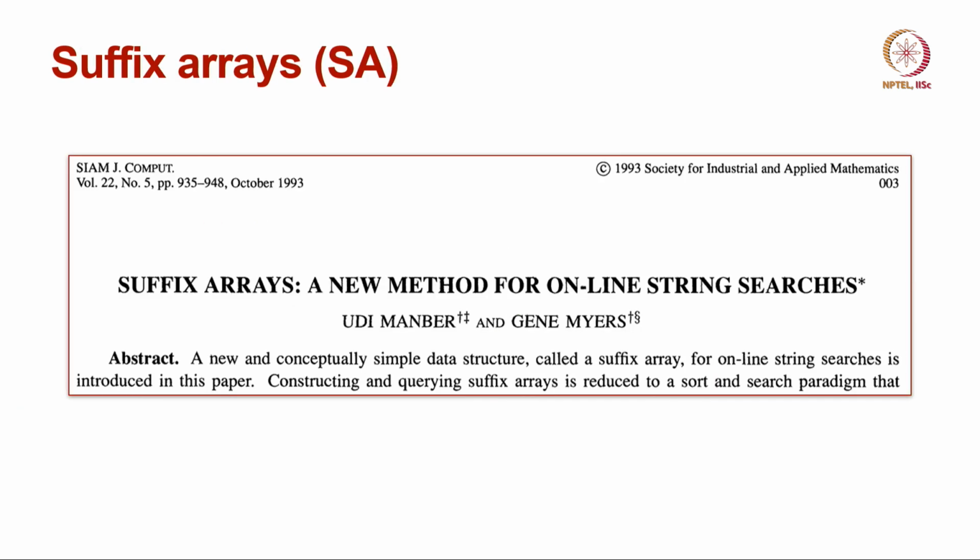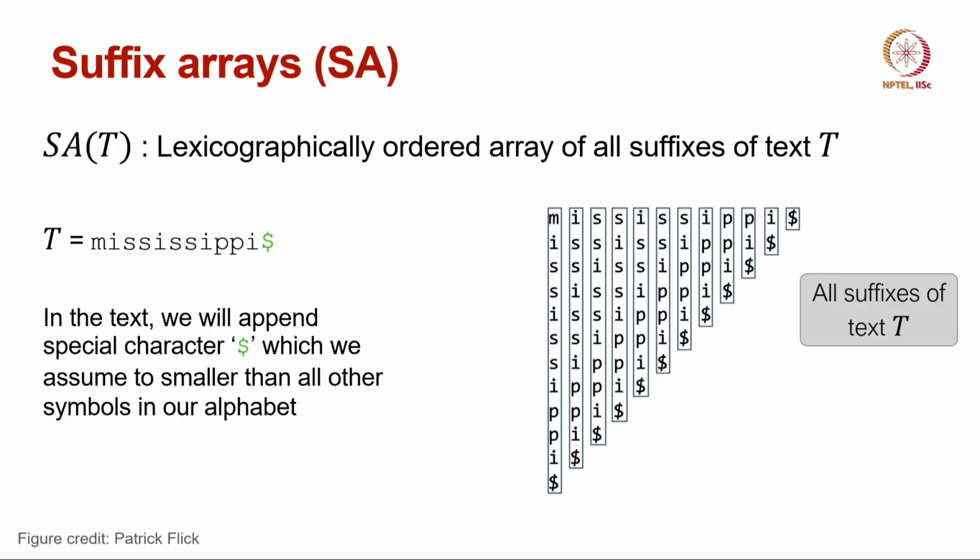So suffix array is one of the data structures that resolves that limitation. This data structure was proposed in 1993 by Manber and Myers, and to this day the suffix array data structure continues to be used in many algorithms, especially genome alignment algorithms. So let us understand this suffix array data structure in more detail.